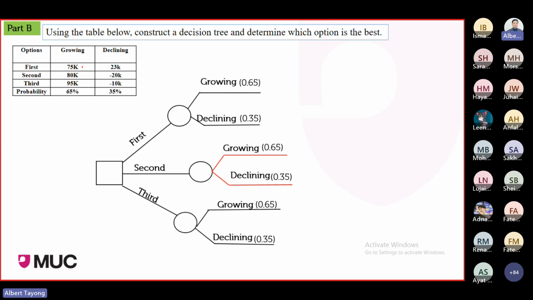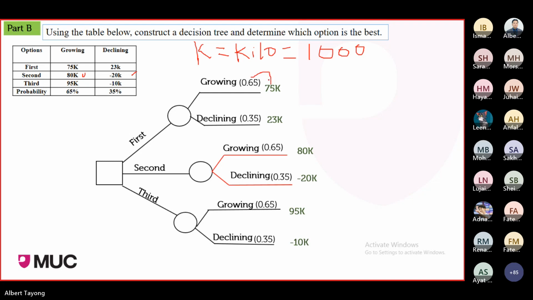For the first, growing is 75K. That means 75,000. K means kilo. It means 1,000. And the next is 23,000. Then you have 80,000 and negative 20,000. Here we have 95,000 and negative 10,000. Right, so we just multiply and add: 0.65 times 75 plus 0.35 times 23 equals 56.8.